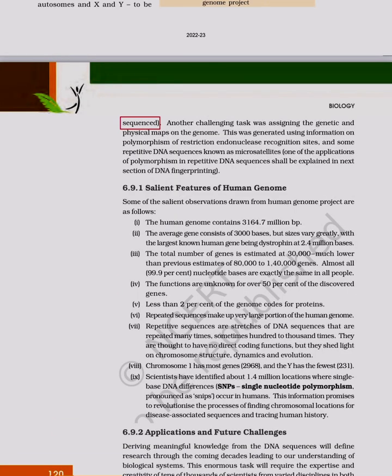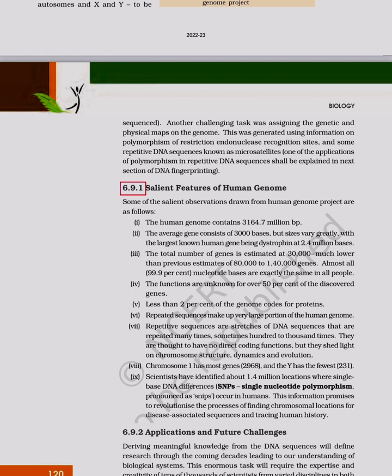sequenced. Another challenging task was assigning the genetic and physical maps on the genome. This was generated using information on polymorphism of restriction endonuclease recognition sites, and some repetitive DNA sequences known as microsatellites. One of the applications of polymorphism in repetitive DNA sequences shall be explained in the next section on DNA fingerprinting.